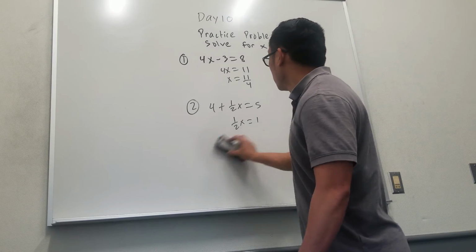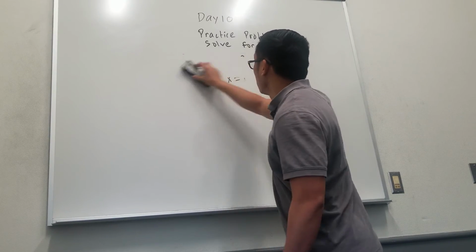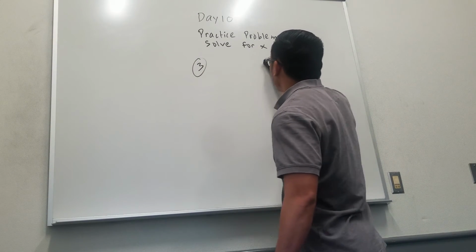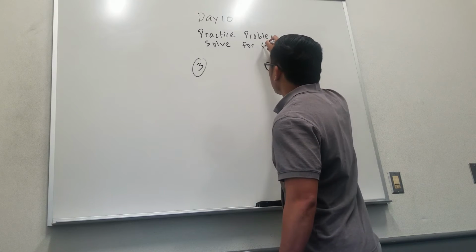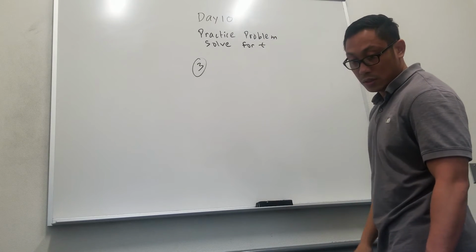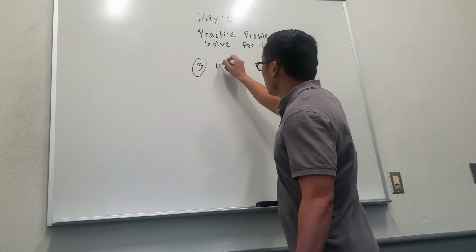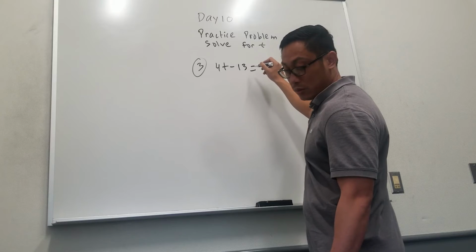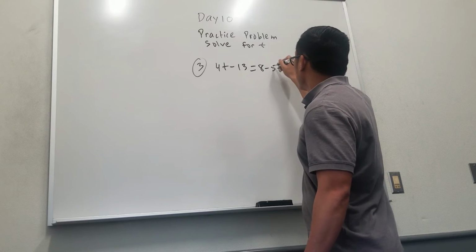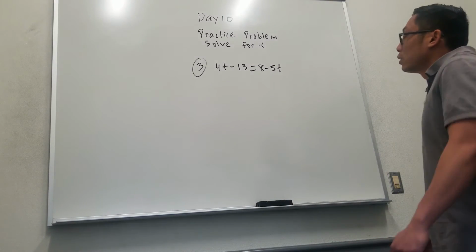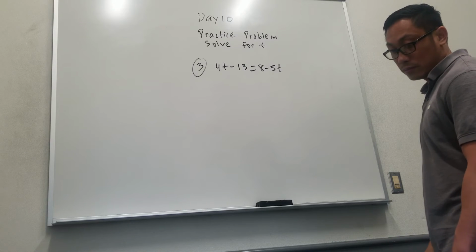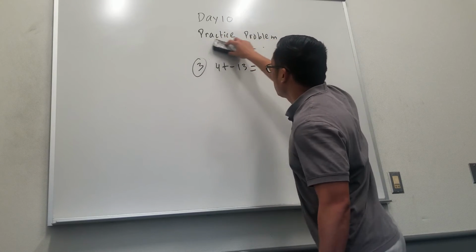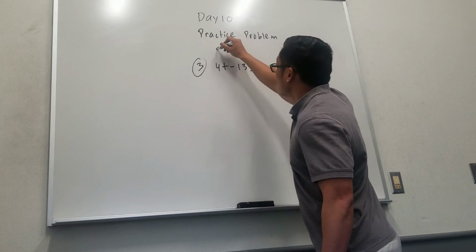Now let's do number 3. In this case, it's not x, it's t. We're just solving for the variable t. 4t minus 13 is equal to 8 minus 5t. Try it out. Let me write it here. Solve for t.